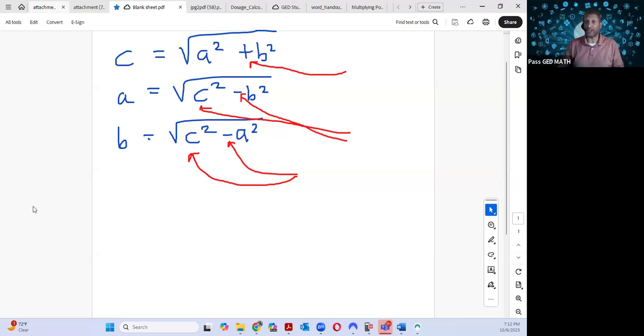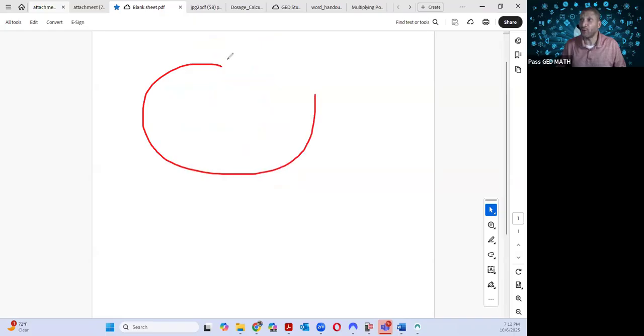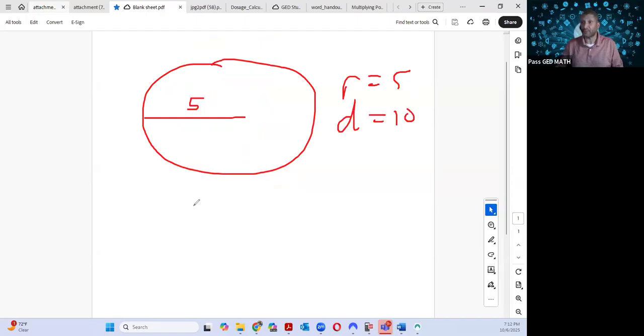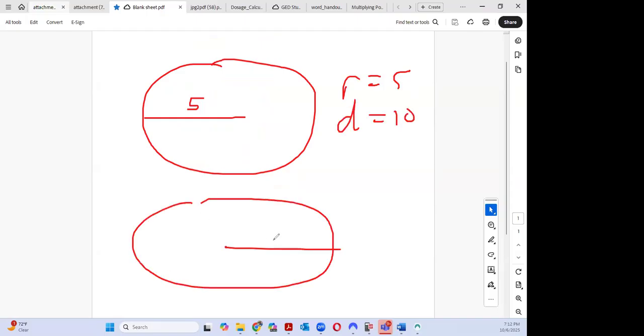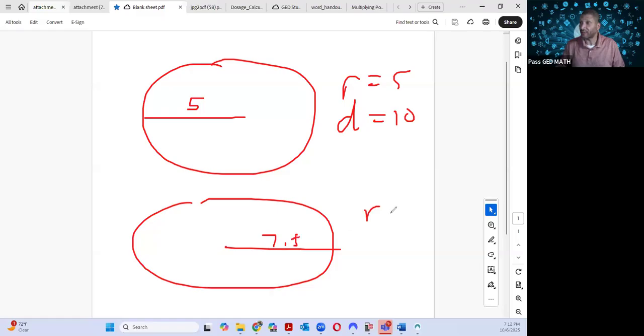If you're looking at a circle, it doesn't matter if you need it or not. If I tell you the radius is 5, you got to know the diameter is 10. If I tell you the radius is 7.5, you got to know the diameter is twice that, 15.